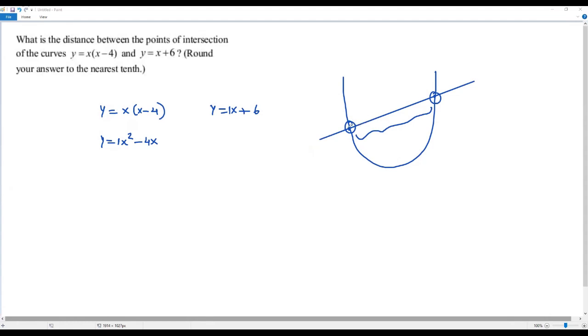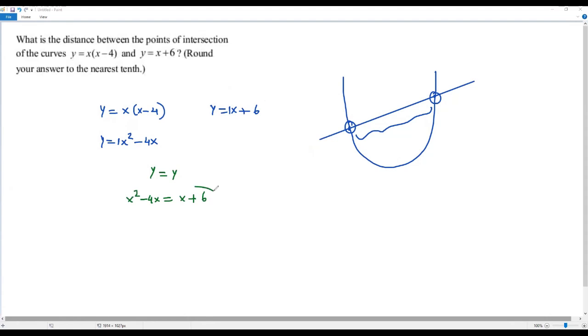What do we have to do for that? For that, we have to solve the system of two equations we have here. So let me write y equals y to solve the given system. For the y on the left side, let me consider the first equation, that is x squared minus 4x. For the y on the right side, let me consider the second equation, that is x plus 6.